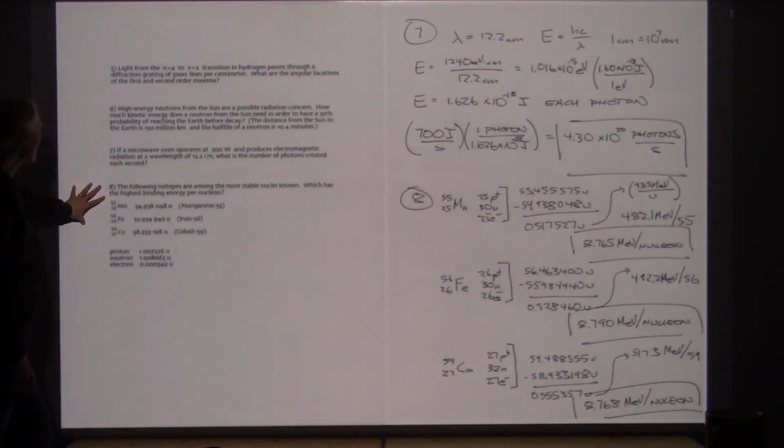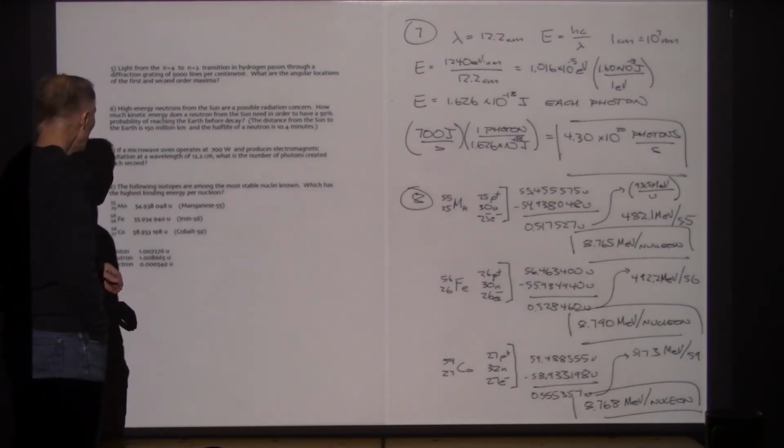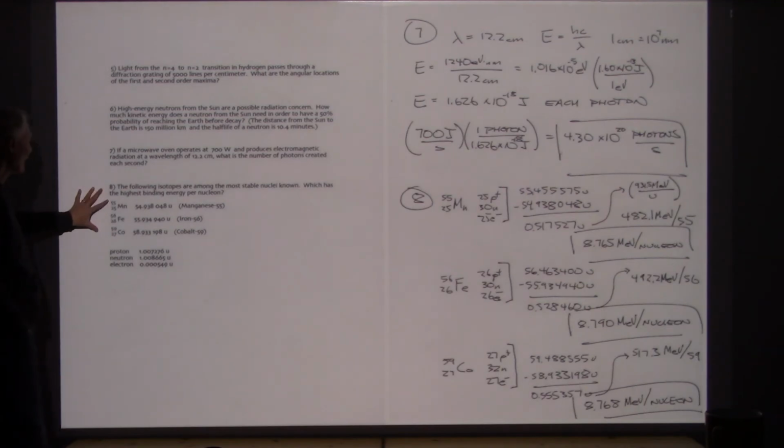Let's take a look at this last problem. This is looking at some more nuclear physics, and it says that the following isotopes have some of the highest nuclear binding energies of any isotopes known. And we're guessing at this point that we haven't missed any of the really stable isotopes.